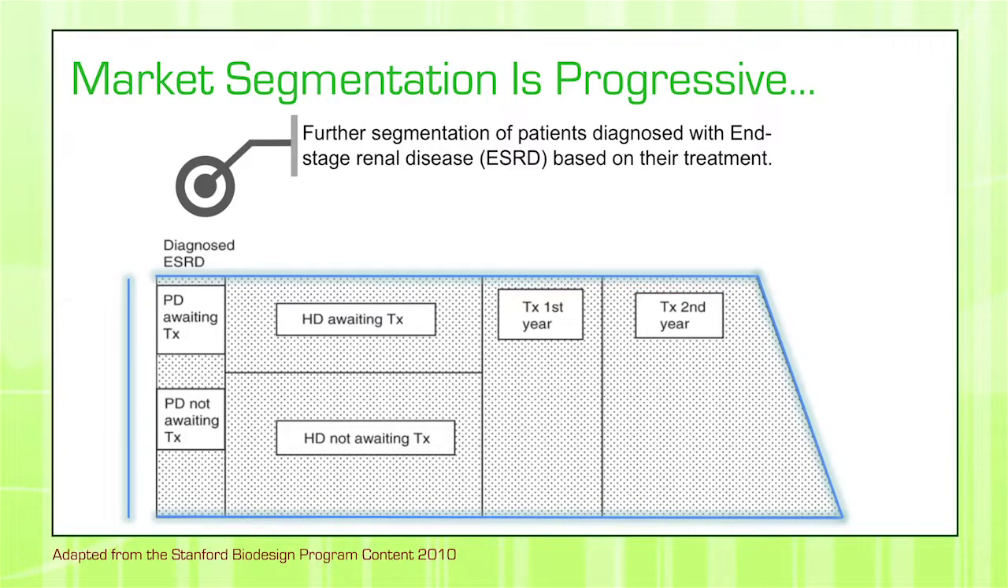So let's think for a minute that with these ESRD patients, there are the ones that are awaiting treatment and the ones that are not awaiting treatment, or the ones that have been already treated for more than a year or two. And with those, we can think that some of them are treated with peritoneal dialysis and others are treated with hemodialysis. And as you can see here, we have already broken down this small segment into almost 5 different classes.